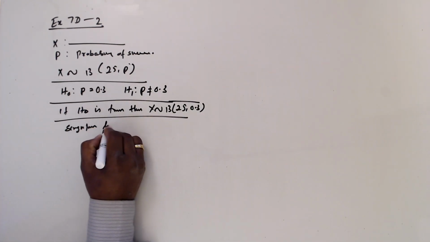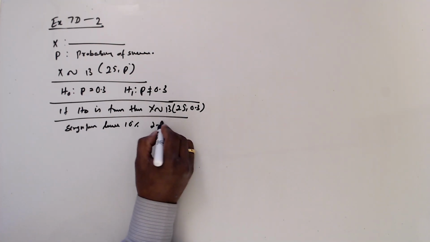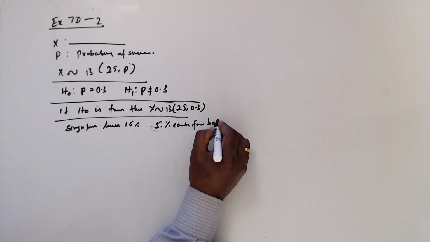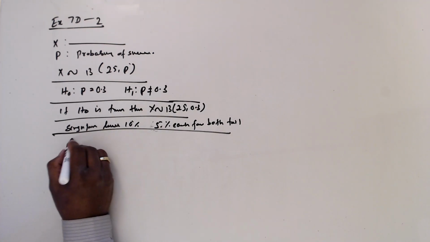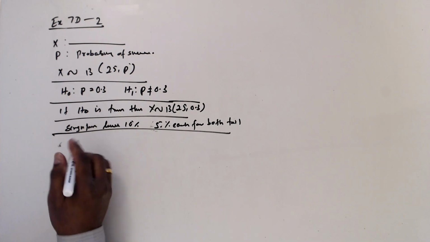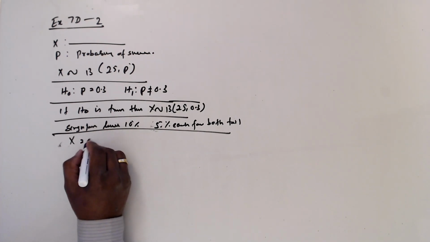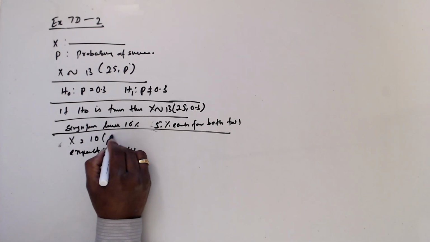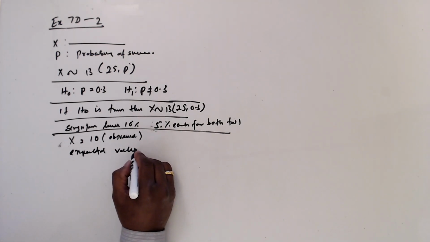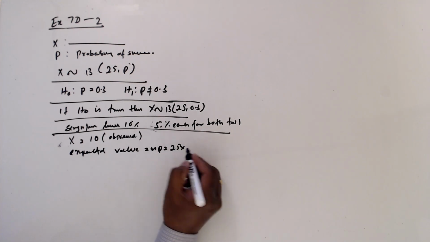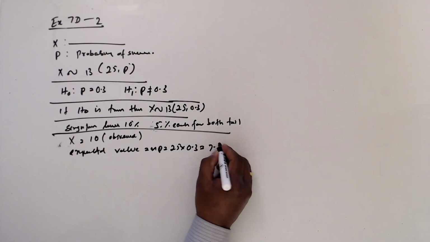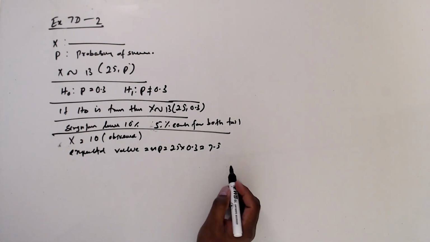and the significance level is 10%, so 5% each for both tails. The observed value is 10, and the expected value is n times p, 25 times 0.3, which is going to be 7.5 approximately.